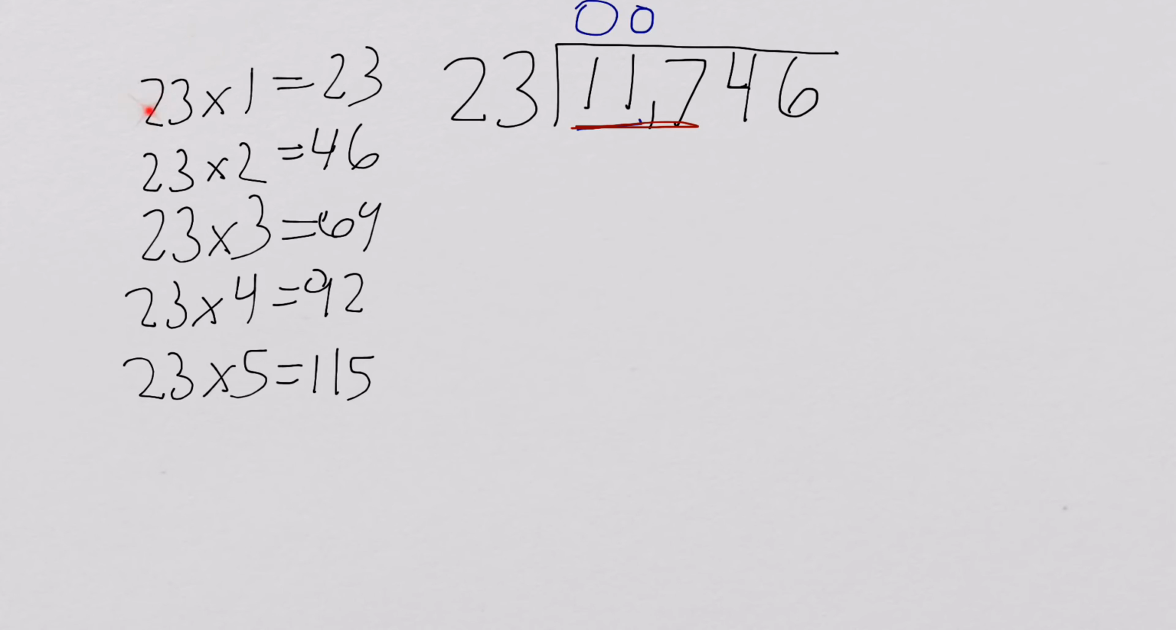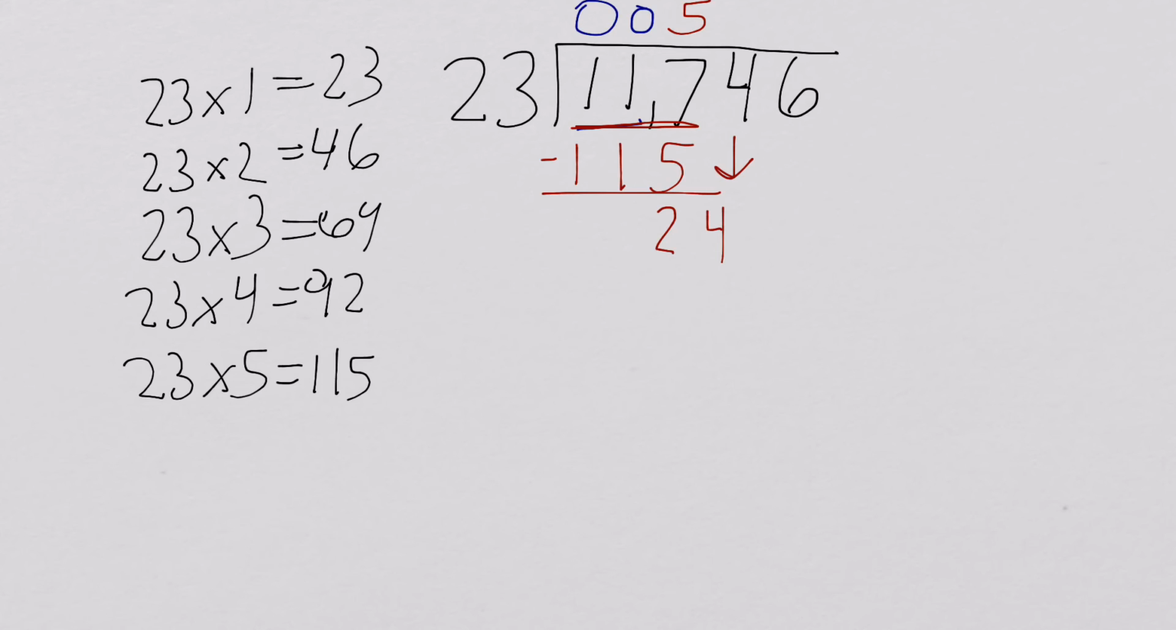So, look at our list over here. What's the closest we get to 117 without going over? It's going to be 23 times 5, which is 115. So 23 goes into 117 5 times, which is 115. Now we subtract like normal. Well, 117 minus 115 is just 2. We'll bring down our 4.